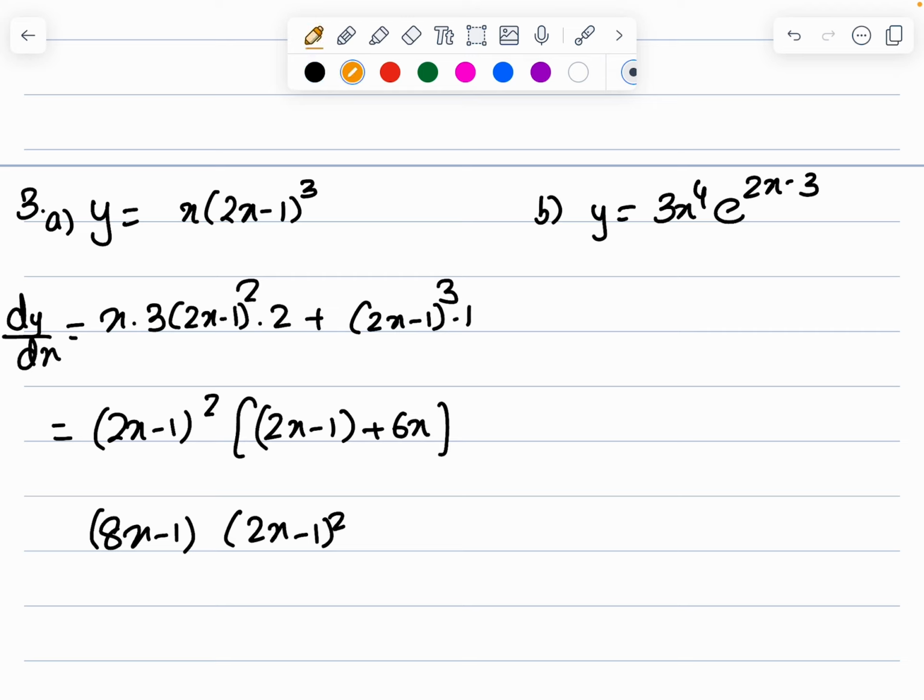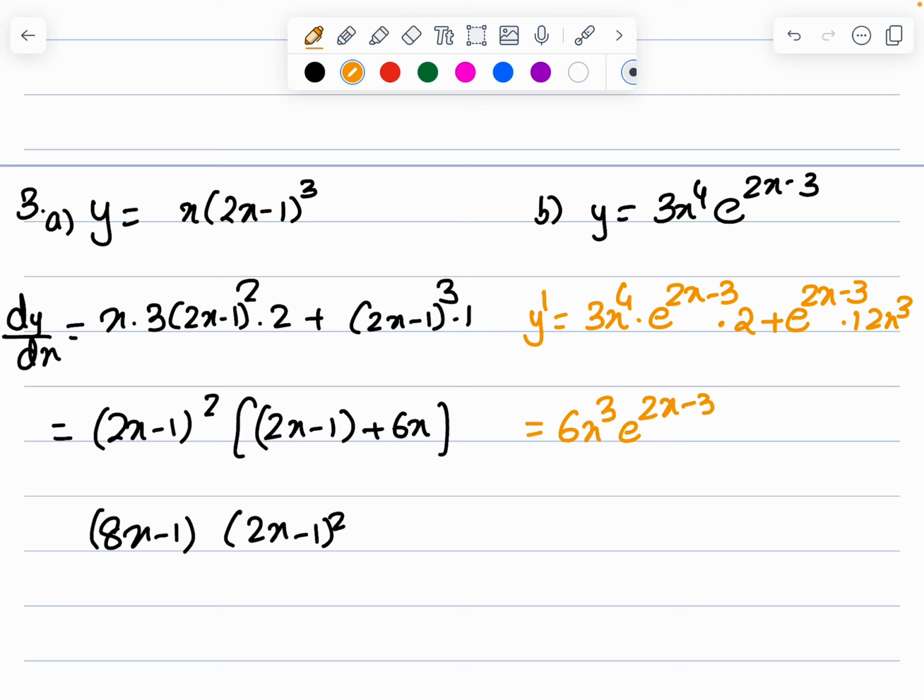Next, y prime equals 3x to the power of 4 as it is. e to the power of 2x minus 3 derivative is e to the power of 2x minus 3, and 2x minus 3 derivative is 2, plus e to the power of 2x minus 3 as it is, 12x cube. So what can I take common over there? I can take 6x cube and e power 2x minus 3 common. So I'll be left over with one more x, plus 2, x plus 2. That's going to be the answer.